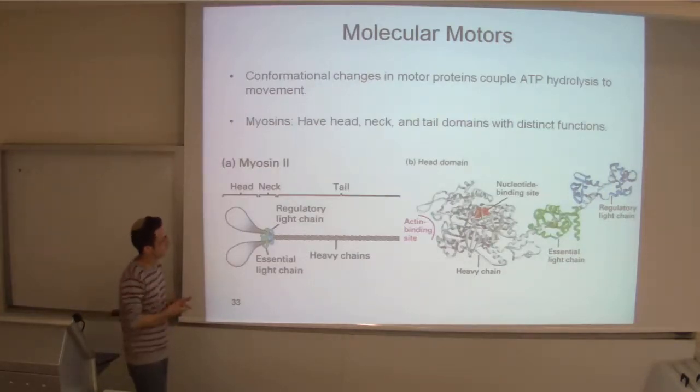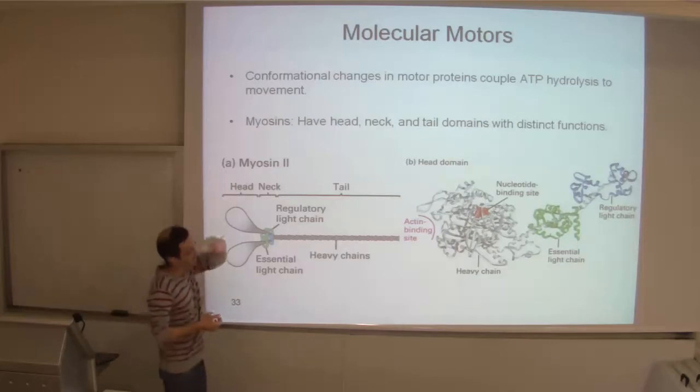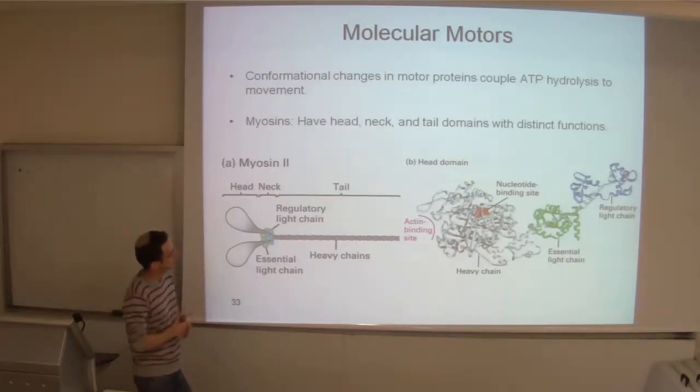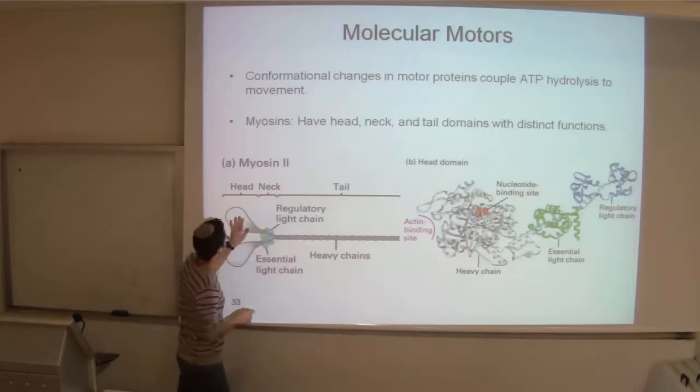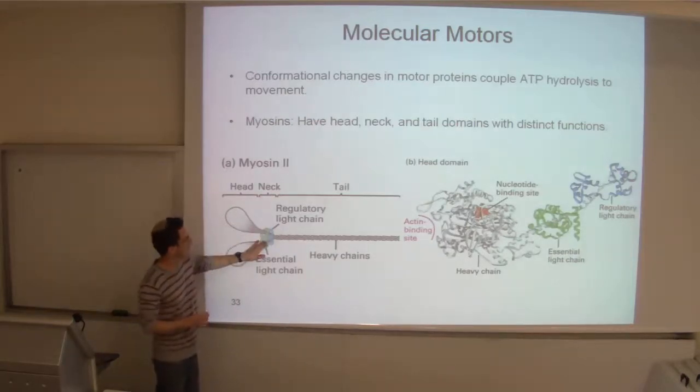Energetically wise, this is what these proteins do. Myosin is our main protein in cellular motility. It's a small group of proteins, and they all have a distinct head domain, a neck domain, and a tail domain.